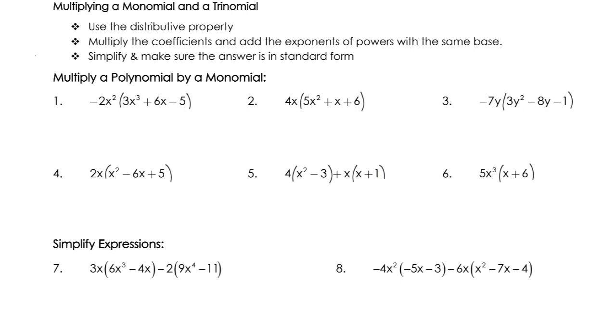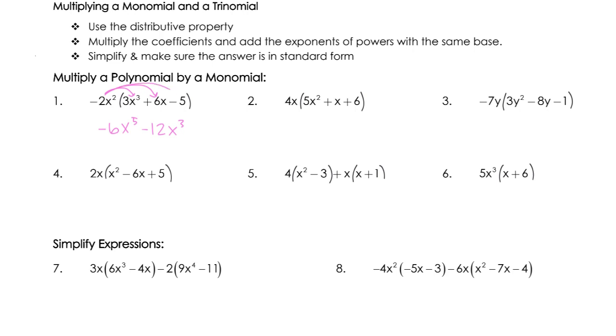So looking at number 1, we're going to distribute negative 2x squared to 3x cubed. So negative 2 times 3 would give me 6. And then x squared times x to the third, 2 plus 3 would give me 6x to the fifth. Whoops, and that should be a negative 6x to the fifth because negative 2 times 3 would give us a negative 6. Then we have negative 2 times 6 would give us negative 12. X squared times x would give me x to the third because 2 plus 1 would be 3.